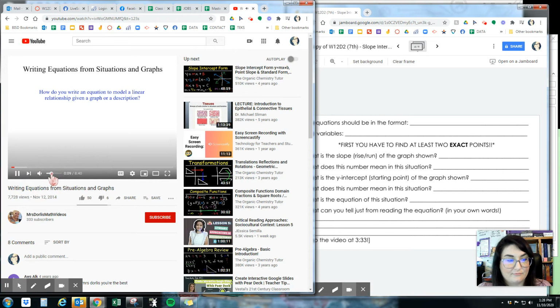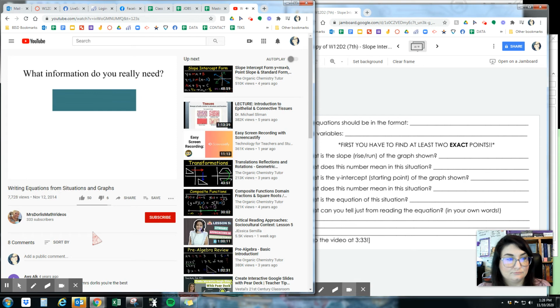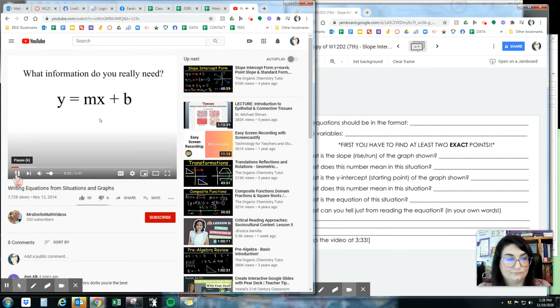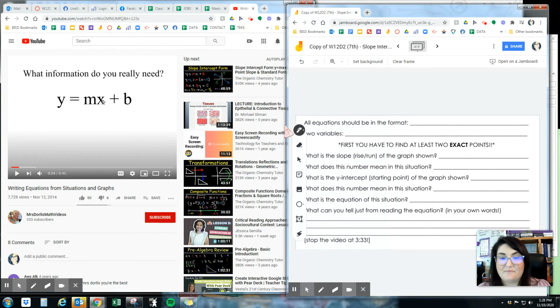Or a description. Well, first we need to do is answer this important question. What information do you really need? And I'm referring to writing an equation. We know that all equations should be set up in this format, y equals mx plus b. So here's your format, y equals mx plus b.